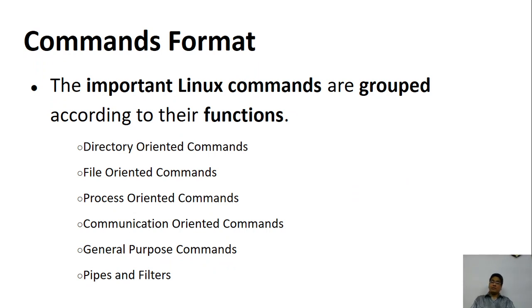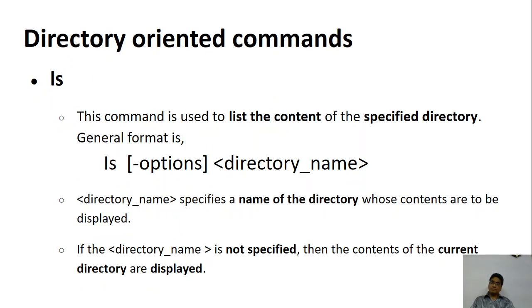Now in Linux, there are different types of commands available, and these commands are grouped together depending upon their functionalities. The one that we are going to look at today in our session is the directory oriented commands. Similarly, we have the file oriented, process oriented, communication oriented commands, general purpose commands, pipes and filters, and so forth. There are many different varieties of commands available. So let's first look at the directory oriented commands.